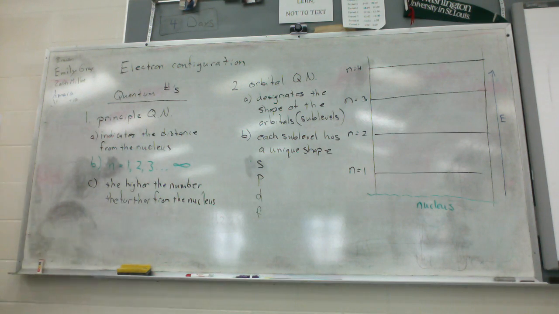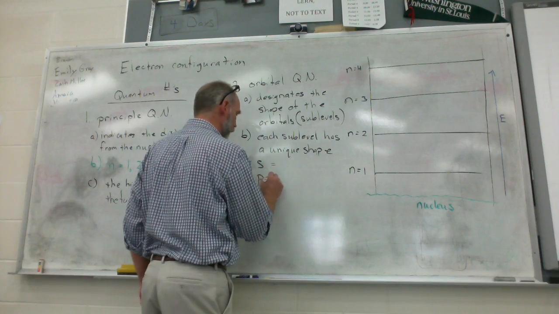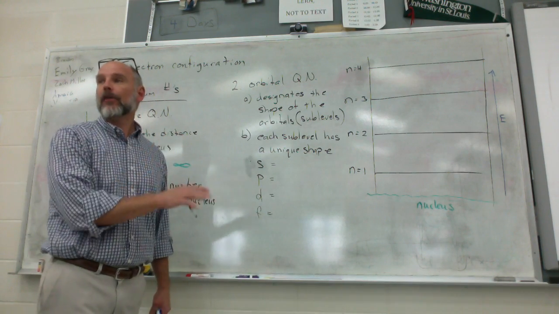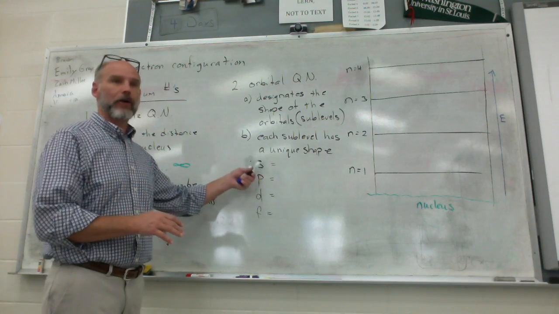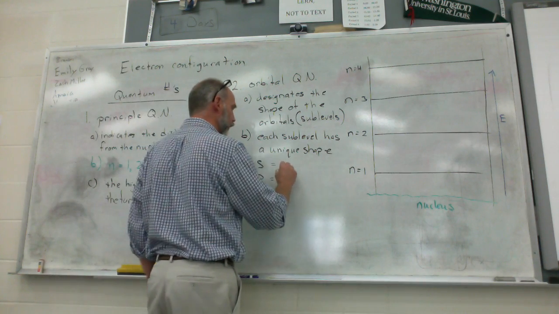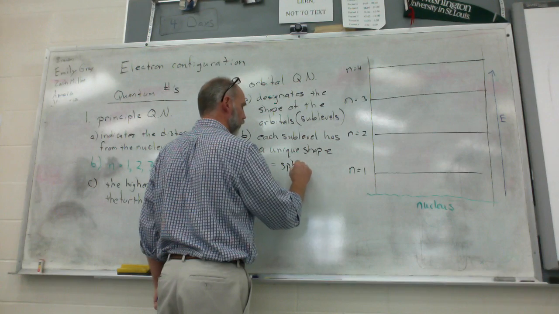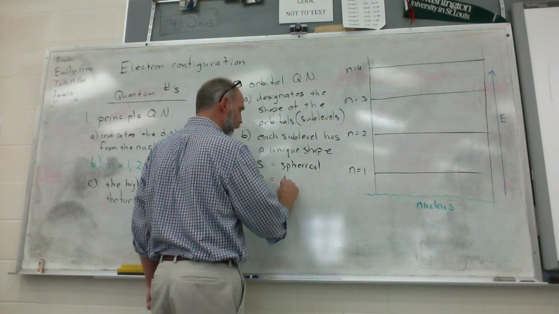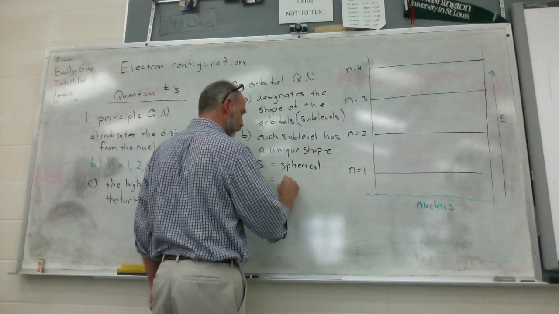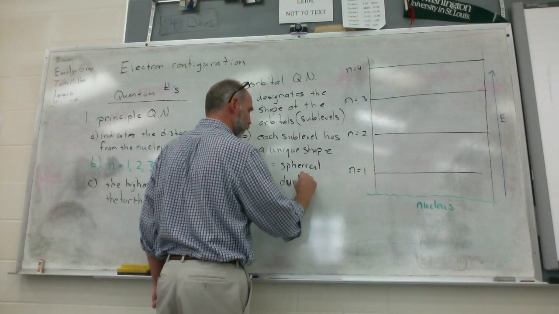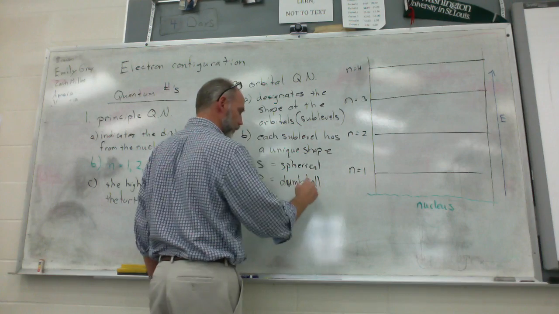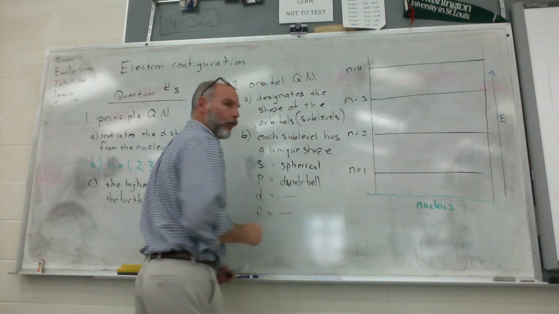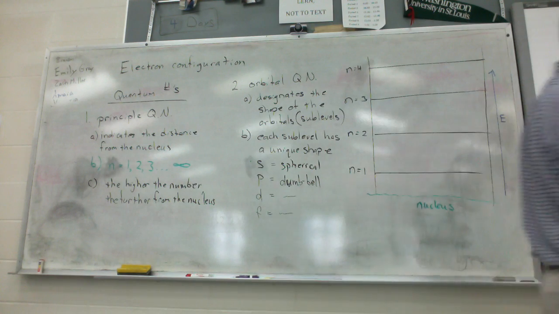Now, these actually kind of have some specific shapes, believe it or not, okay? The S, and it has nothing to do with the letter S, but is actually a spherical shape. Okay? P, as you're going to find out here in a little bit, is kind of like a dumbbell shape. D, we're not even going to describe, nor F. You'll see why here in a little bit.